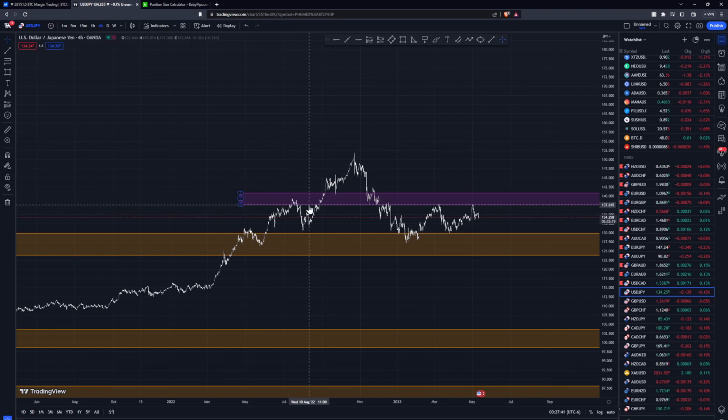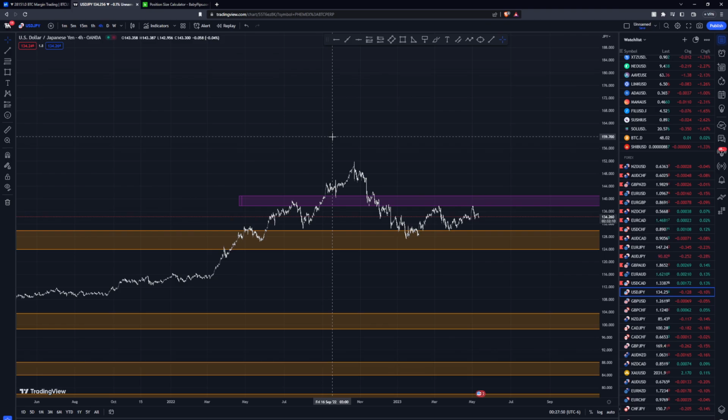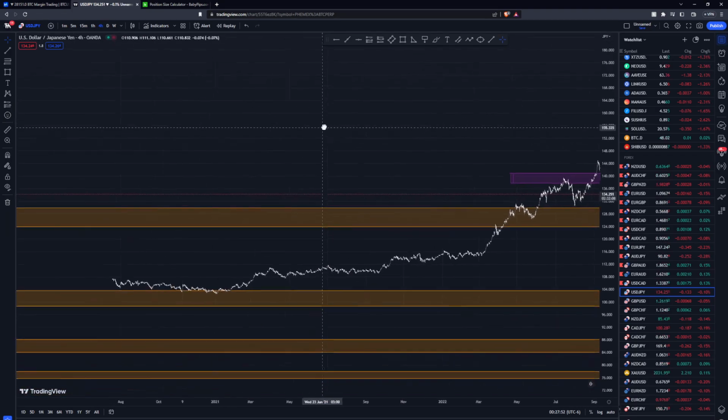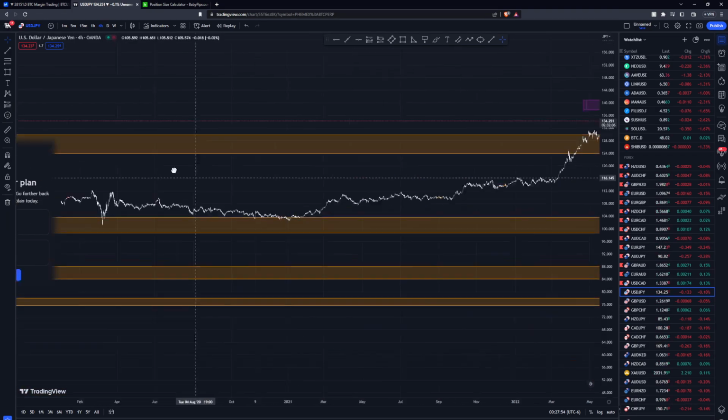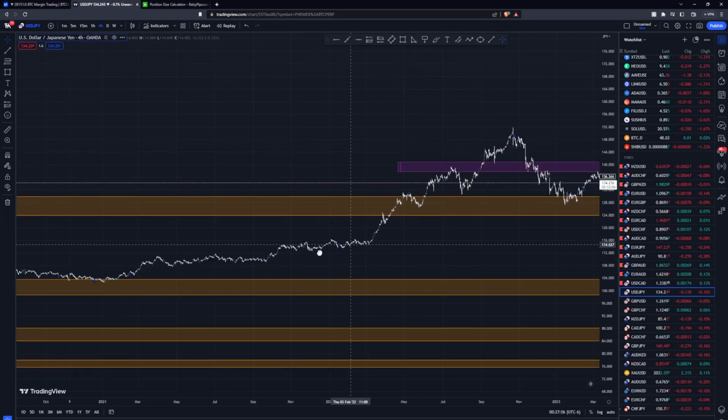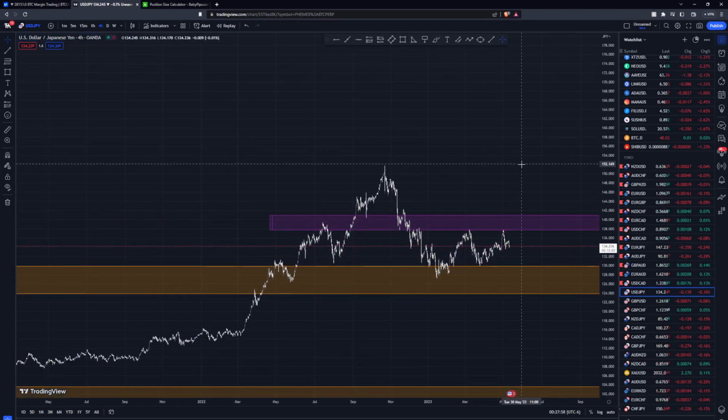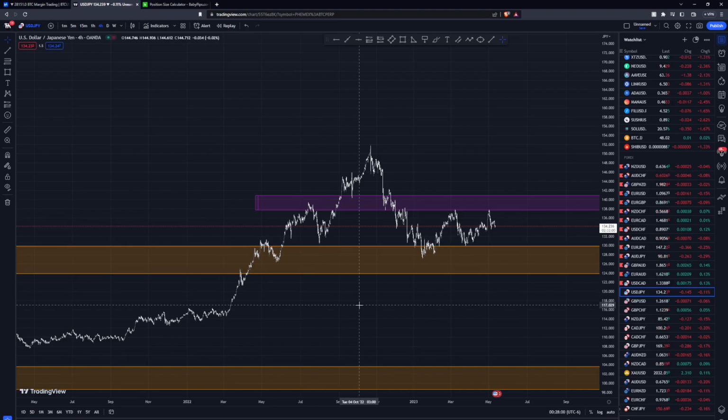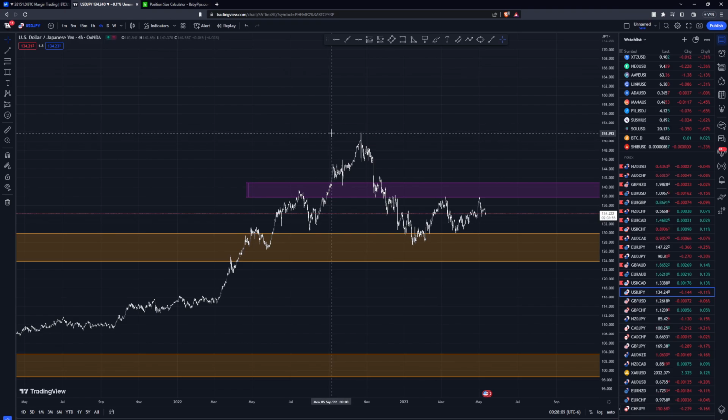I actually have a different color I use as my hourly zone, so I can easily differentiate that. And the purpose of zooming out on the weekly is I can get an idea of how strong of a zone this is. The higher the time frame, generally the stronger the zone I'll be looking at. So that'll help with my decision making and where I want to place trades and those kinds of things.